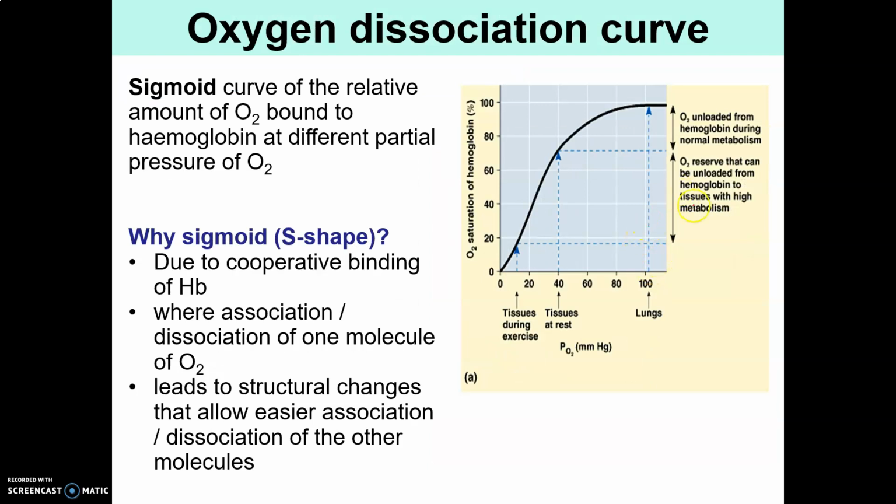Dan kenapa dia akan menunjukkan sigmoid curve? Kenapa dia bentuk S like this? Why does it show the sigmoid curve? Because this is due to the cooperative binding of hemoglobin. Di mana satu bind of oxygen kepada satu subunit of hemoglobin cause the changes in the conformation of other subunit. Dia akan increase the affinity of the oxygen to bind with the subunit lah, means that dia akan bind 1, 2, 3, 4. That's why dia akan bentuk macam ni lah. Eventually, dia akan fully saturated dengan the hemoglobin.